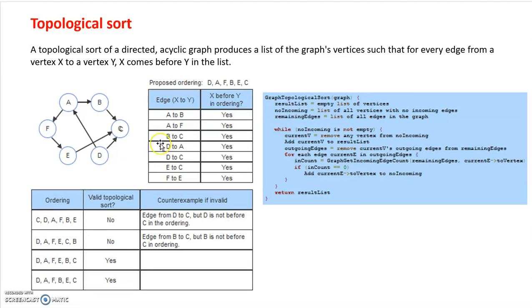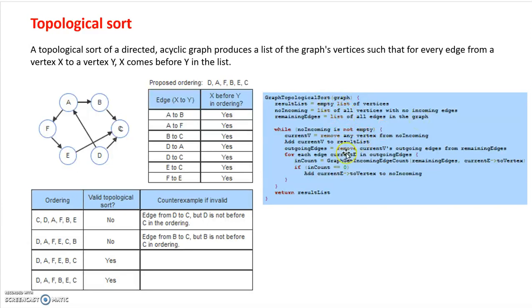For example, in the picture that we have here, the only node that will go into this no incoming list would be D. There is no edge coming to it. E has an edge coming to it, F has an edge coming to it, A has an edge coming to it. All the nodes have an edge coming to it except D. So D will go into the no incoming list. And then you have the remaining edges, and that's basically the rest of the edges. Everything, B C, D C, D A, they're all in this remaining edges, the list of all edges in the graph.